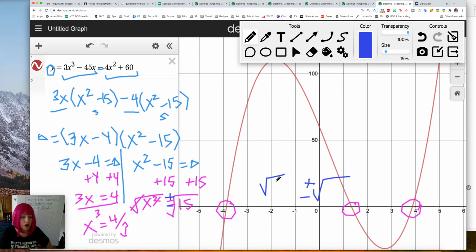Because the square root of 9 is 3, and the square root of 9 is also negative 3. So that's why it's the plus or minus. So x is equal to the positive or negative square root of 15.